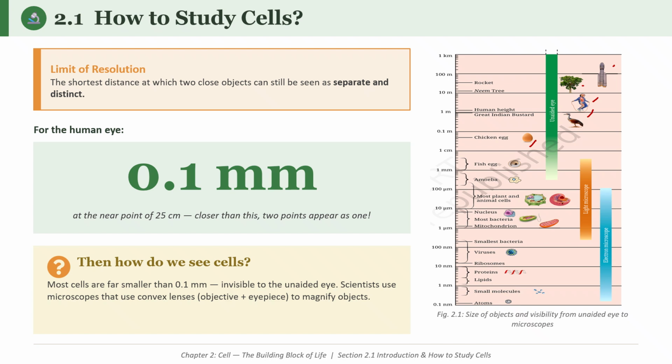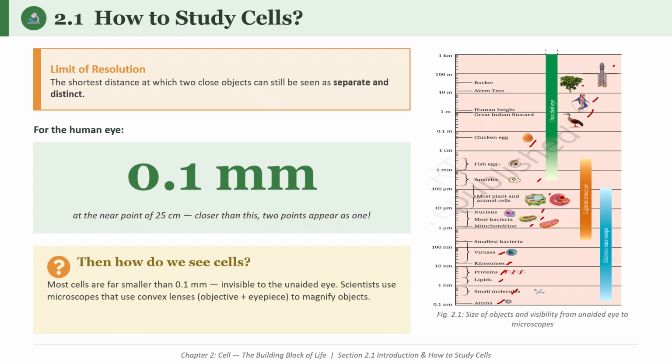Microscopic objects need a microscope. These are too small to be seen with the naked eye, but can be observed using a microscope. What are these? The examples are amoeba, most plant and animal cells, nucleus, most bacteria, and mitochondria. All these are some examples. And then ultra microscopic objects need powerful microscopes. These are extremely small and require an advanced microscope. Examples are viruses, ribosomes, proteins, lipid molecules, and even small molecules and atoms.